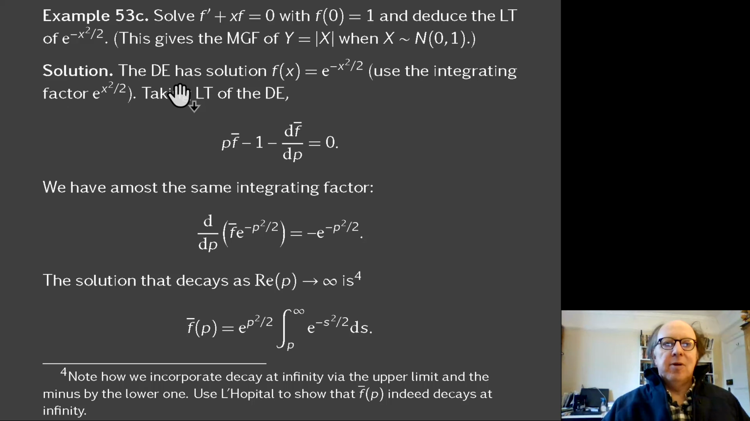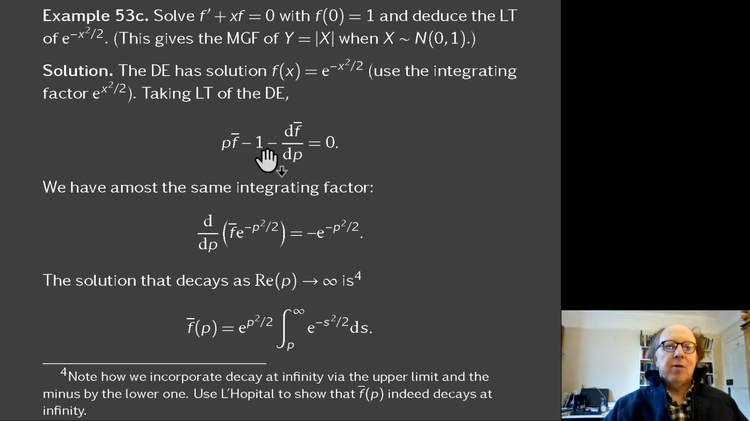So what is the solution? The differential equation had the solution e to the minus x squared over 2. That's easy. You multiply by the integrating factor e to the x squared over 2, e to the integral of x dx, e to the x squared over 2. And that you do by just elementary methods, but now you do it by the Laplace transform.